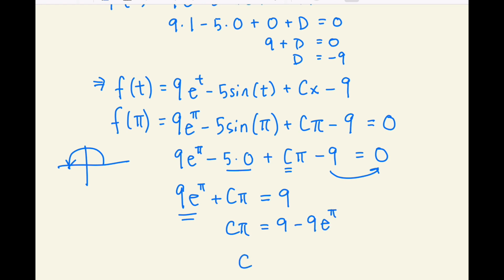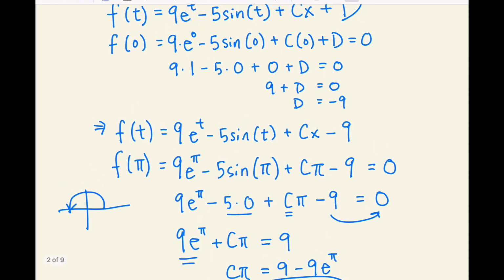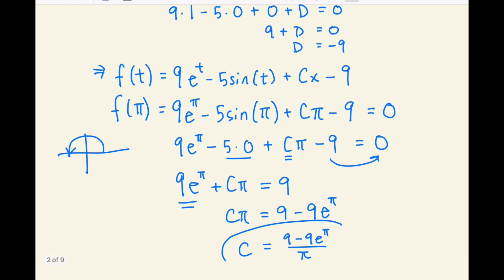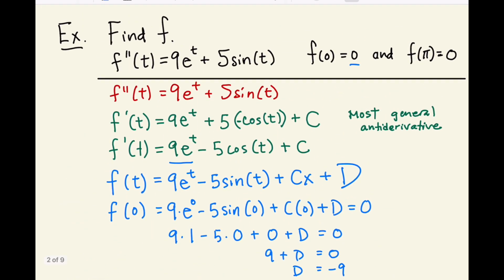And I can isolate the c. So I'm left with 9 minus 9e to the pi over pi. Okay, so that is c. It's a mouthful, but there it is. So I'm just going to go back up here to my original function. 9 minus 9e to the pi over pi. And that's the value of c right here.